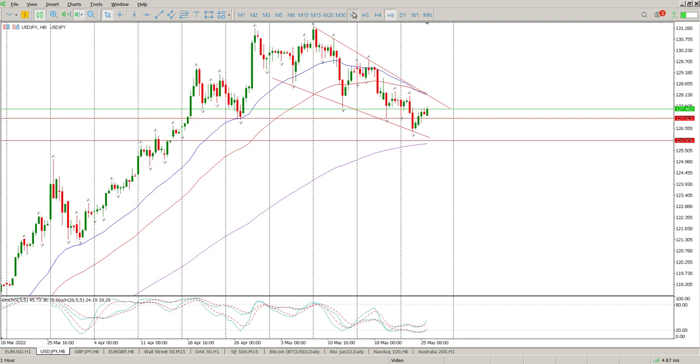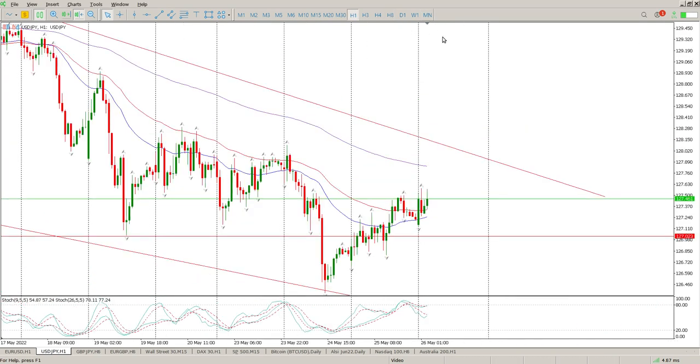Now what you should be doing is looking for structure to buy off. And at the moment, really messy. This is still an area I'd be paying attention to. Sellers are still here. We're still very much in a downtrend. Oscillators are all over the place, so it's really mixed at the moment.